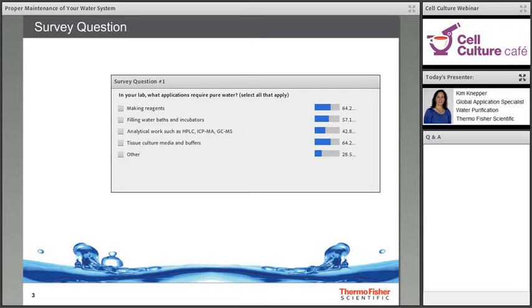Thanks, Megan. So I see a majority of you are making reagents and doing tissue culture, making media and buffers, and so that sounds great. And then there's quite a few of you that are filling water baths and incubators, so we'll be talking about water for those, and that will be helpful to you as well. And then a smaller percentage of you also do some analytical work in your lab.